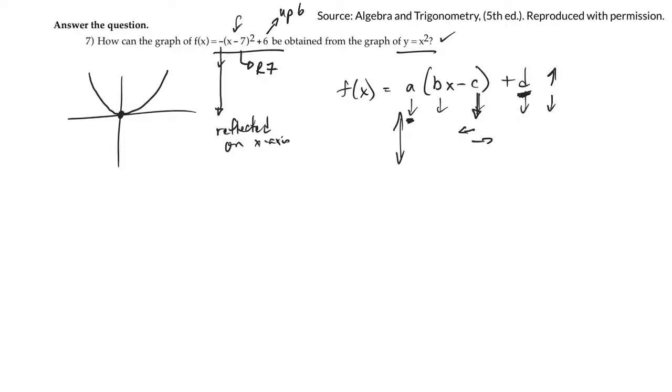Now, they didn't ask in the question to graph that, but you could graph it. So if you go right 7, so 1, 2, 3, 4, 5, 6, 7, and then up 6, 1, 2, 3, 4, 5, 6. So that's where your vertex is going to be. And then it has to flip over. So the graph will look something like that. I'm not exactly sure where the x-intercepts are, but in this question, I'm just generally looking for what transformations have happened.